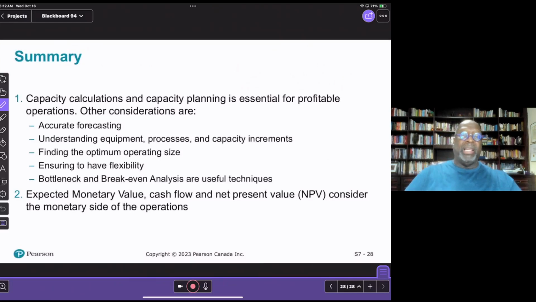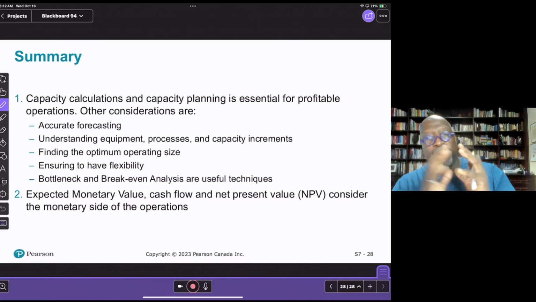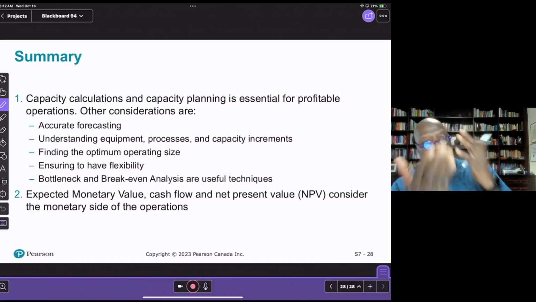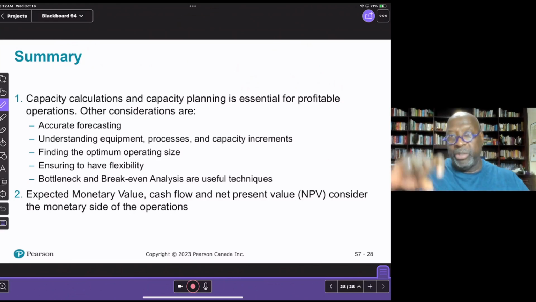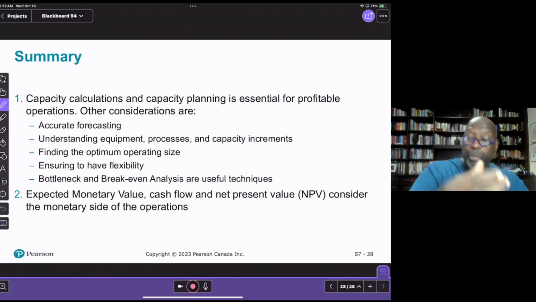So capacity calculations and capacity planning is essential for profitable operations. Other considerations are accurate forecasting, understanding the equipment and the processes and the capacity increments that we want to consider, finding the right operating size so that you have balance between your capacity and your demand, and ensuring that you have flexibility to grow or to shrink your capacity if your demand pattern changes, or if new products are introduced.